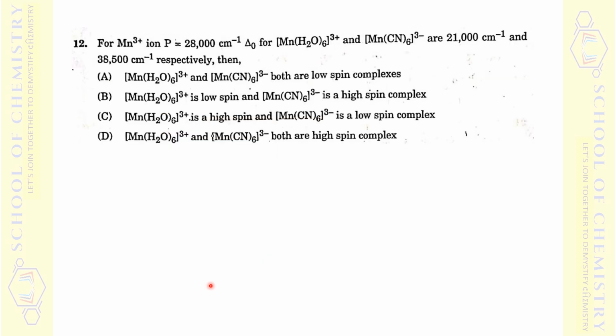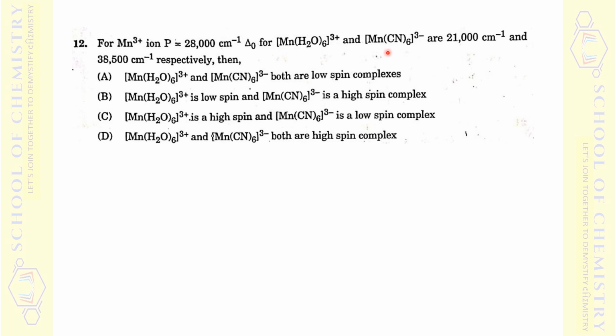This is an interesting question actually. This question can be solved straight away. What they have asked is essentially: in the complexes Mn(H2O)6 and Mn(CN)6 3 minus, octahedral complexes of Mn3+, everything else is the same except for the ligand. So which is the high spin complex, and which is the low spin complex? That is what they have asked.